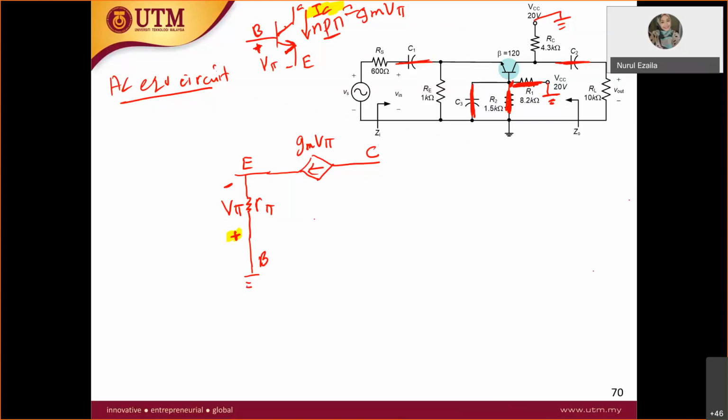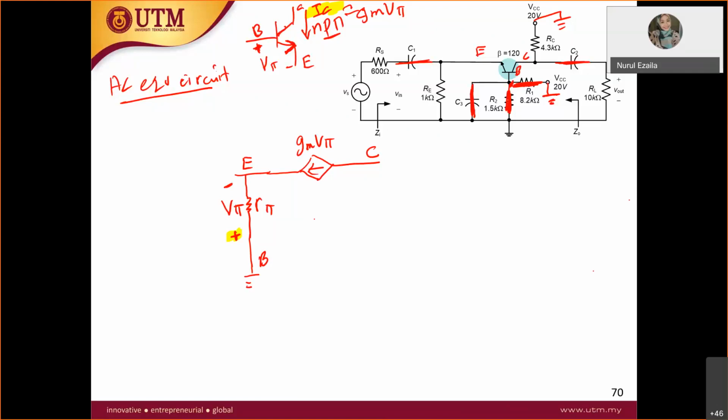Okay, and then let's draw at the emitter. Base, collector. That's why this is a past test question, so it is quite tricky. Some students put the resistor, but all the resistors at the base are short circuit.